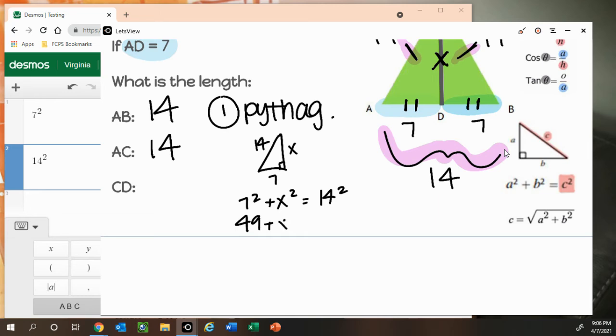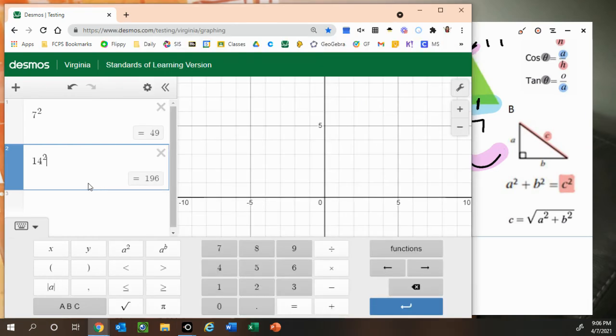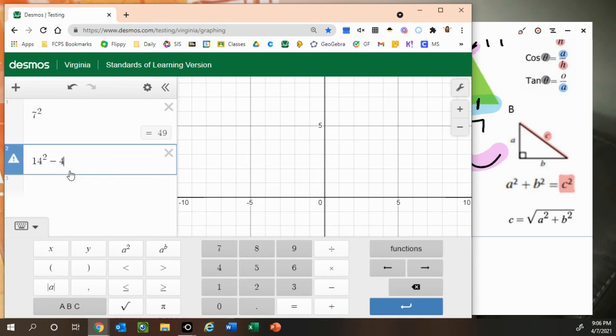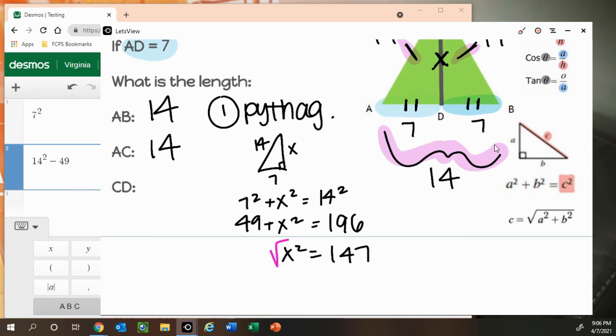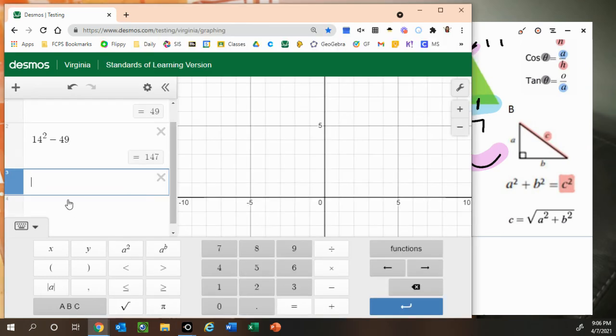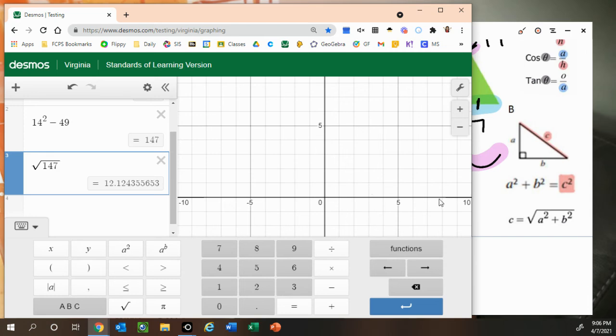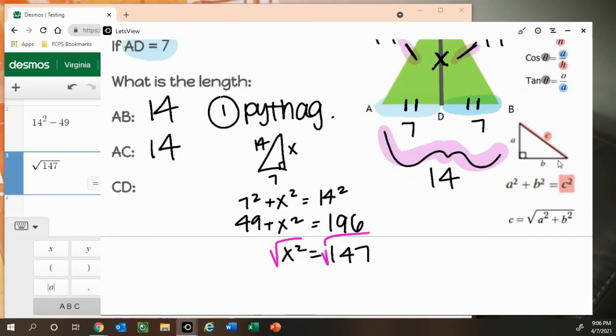So 49 plus x squared equals 196. Subtract that 49 from both sides. So minus 49. We get what? x squared equals 147. And then how do we undo squaring something? Oh, that's going to be the square root, y'all. Shocker. We square root both sides. Come back to Desmos. Square root of 147 gives us 12.1. So x is approximately 12.1. That's one way to do it.